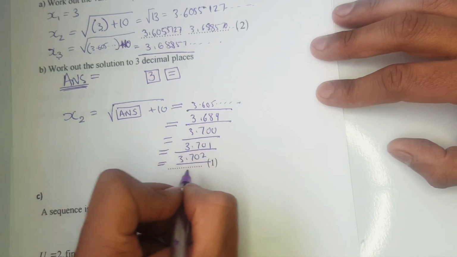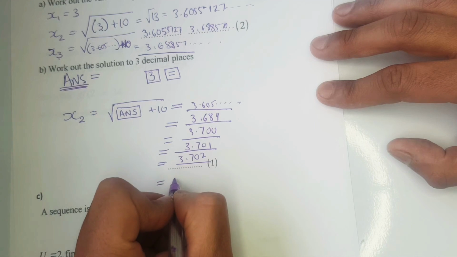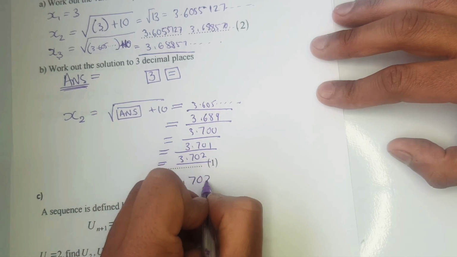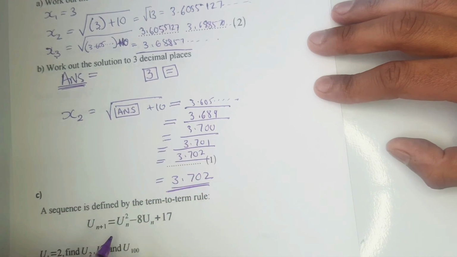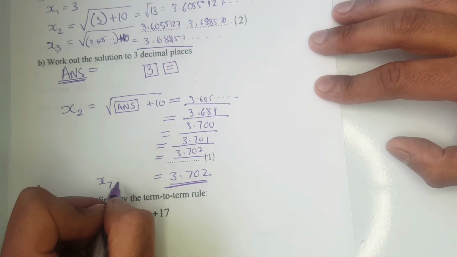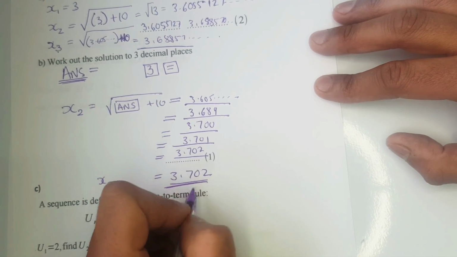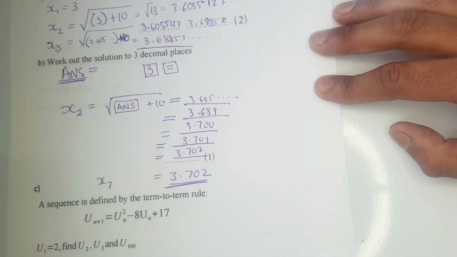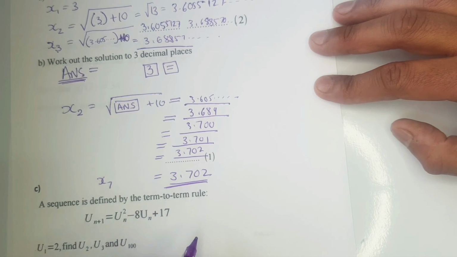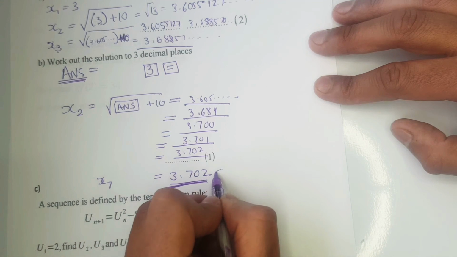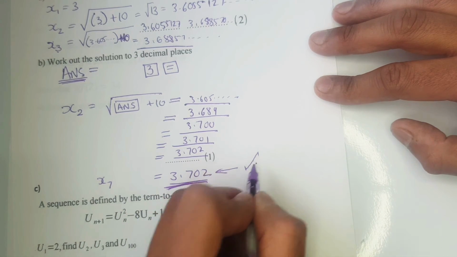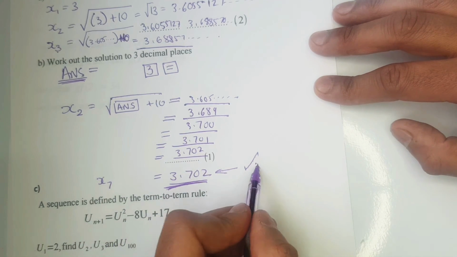You just continue to press the equals button, and you'll notice that it stops changing at 3.702. So at x7 I got 3.702. If I continue doing that, it will stay at 3.702 to 3 decimal places. So this is your final answer. That will get you the last mark.